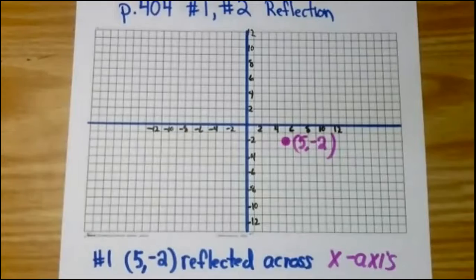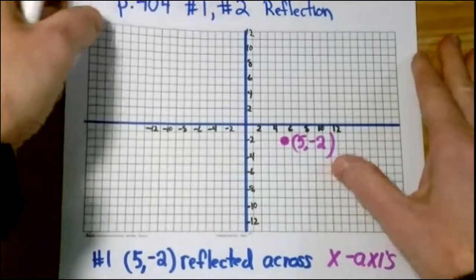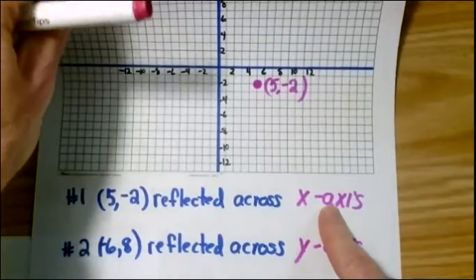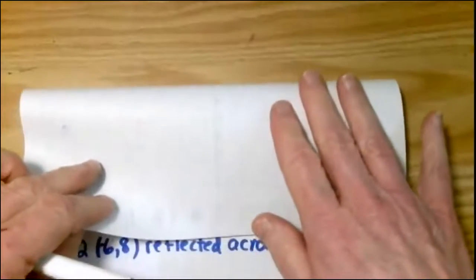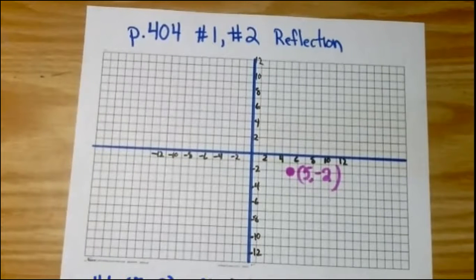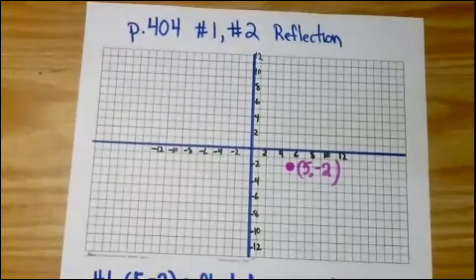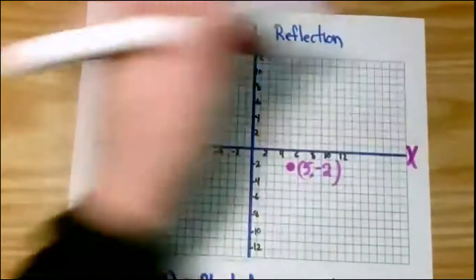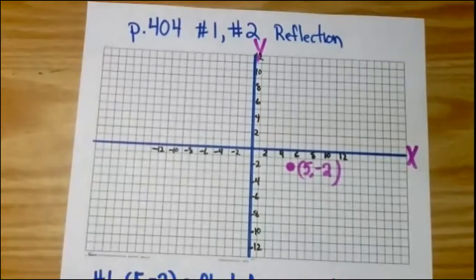Now remember how we reflect points? We're actually folding our paper right along the x-axis, if it's reflected on the x-axis like it is, and seeing where our point ends up. But yesterday we learned how to find it without having to fold our paper. So we're going to count units. If we're going to reflect it across the x-axis, let me label the x here so we remember that, and the y.